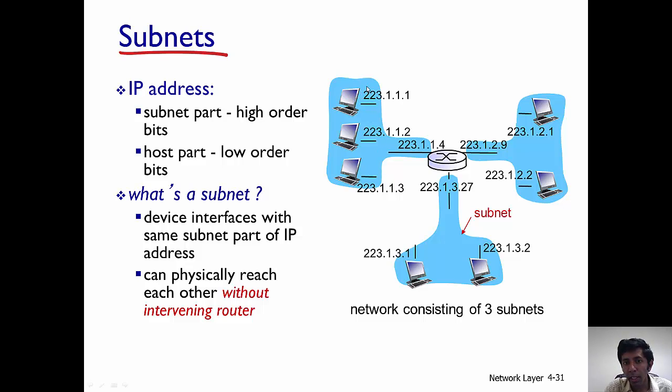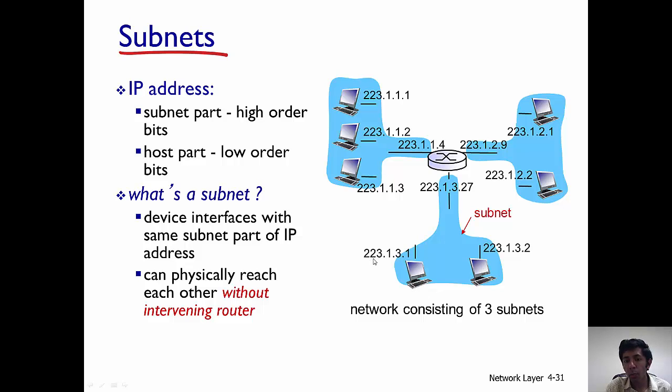Here, if you look at these 4 interfaces, all of them have 223.1.1. They all have this common 223.1.1. It's common for these 4 interfaces. What changes is this first machine has 1, the second machine has 2, this one has 3, and this one has 4. So these 4 computers together are connected in this subnet, or more specifically, these 4 interfaces form a part of this subnet.